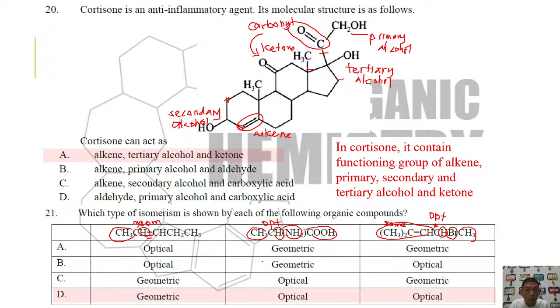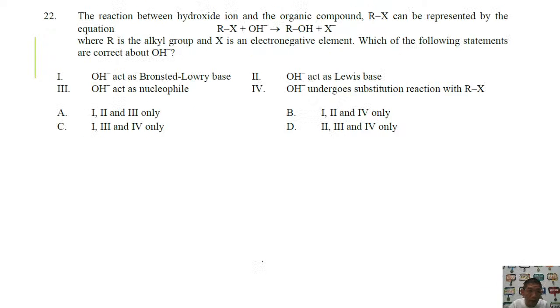And finally, we go to the final objective question, number 22. The reaction between hydroxide ion and the organic compound RX can be represented by the following equation. We have RX plus OH minus giving ROH plus X minus. So this is actually a substitution reaction. Which of the following statements is correct about OH?